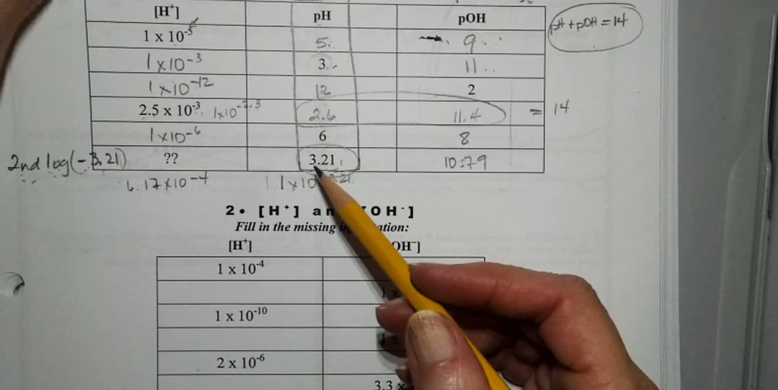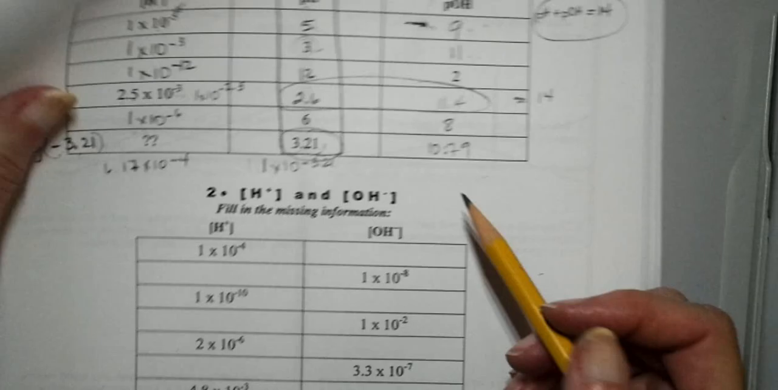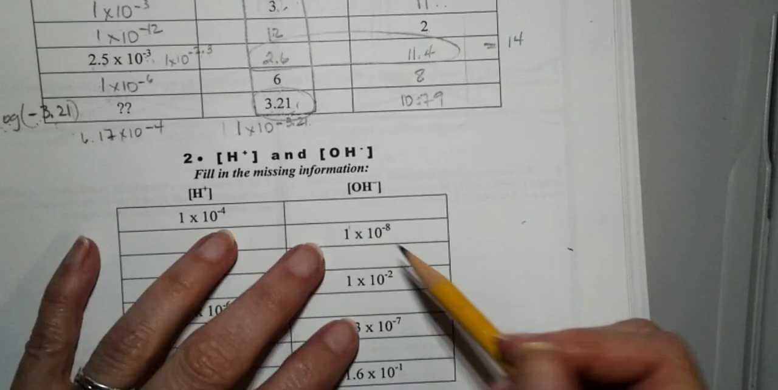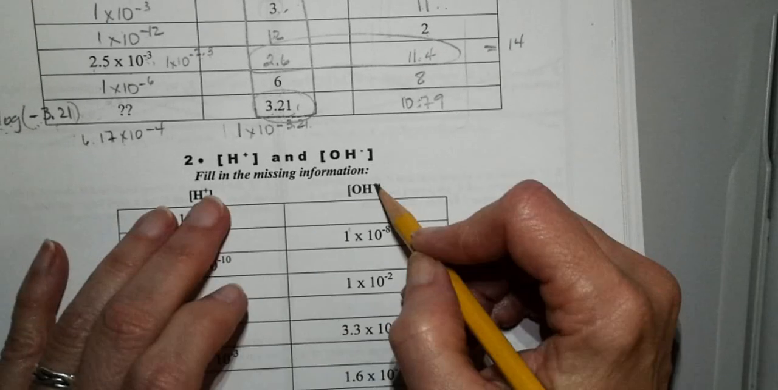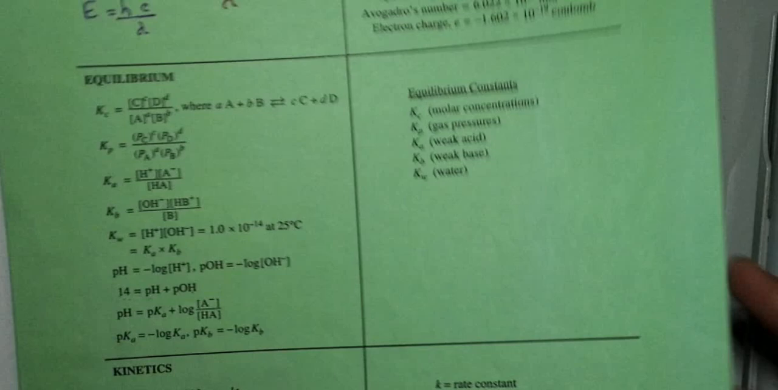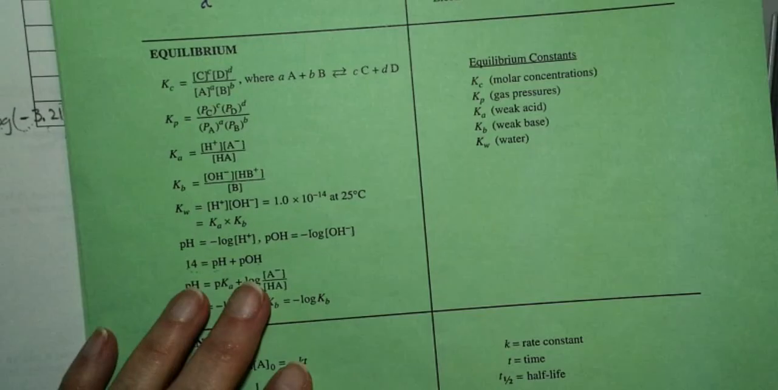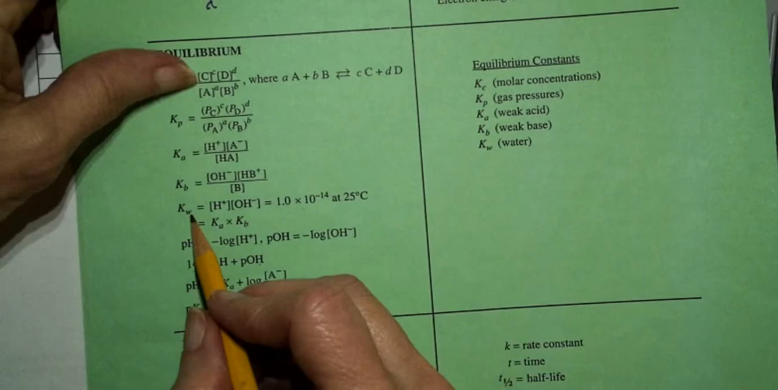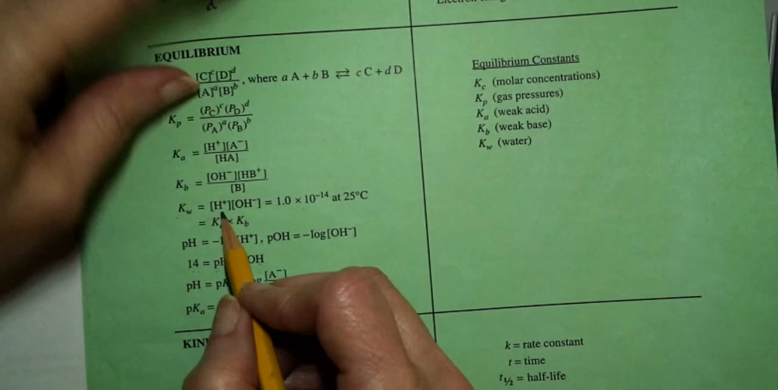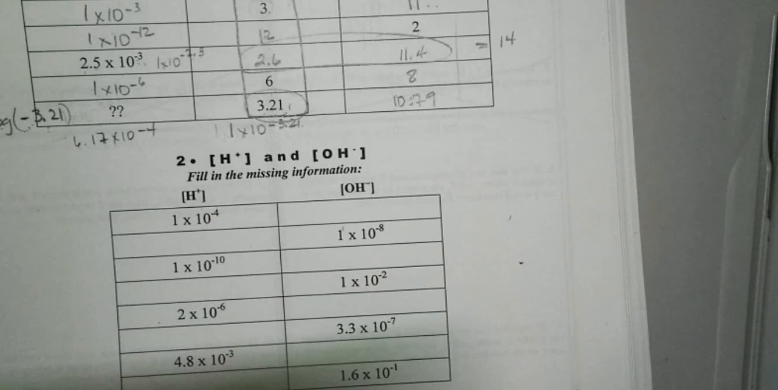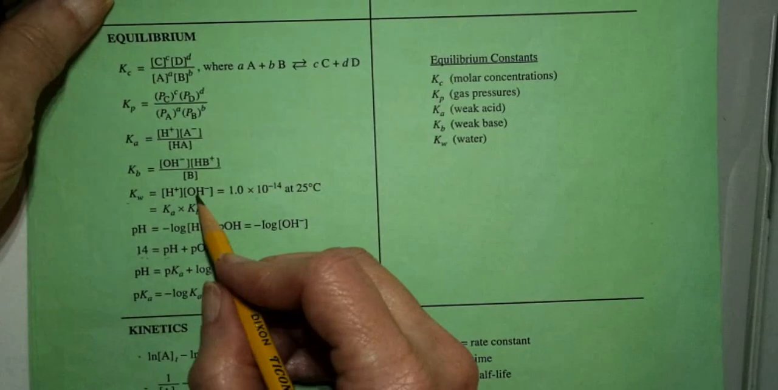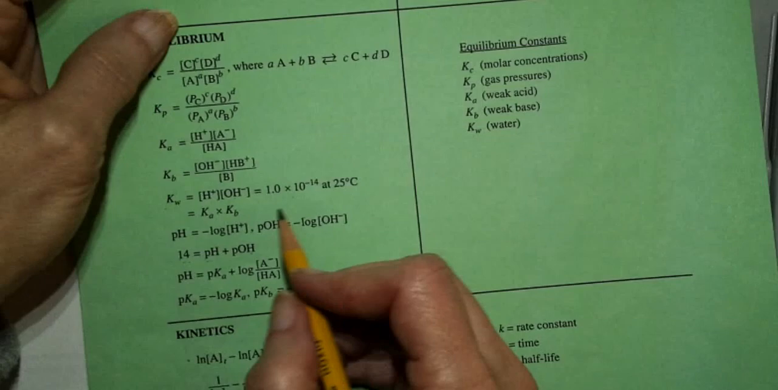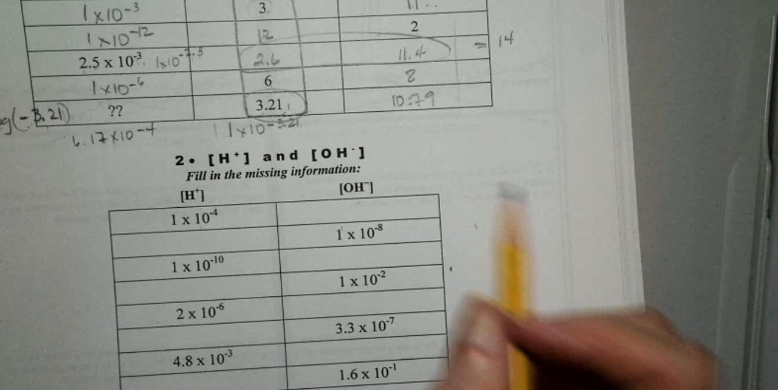Down here in the second part, when you have the hydrogen ion concentration and the hydroxide ion concentration, they equal the water constant. Look at this right here. Hydrogen ion concentration times the hydroxide ion concentration will always equal 1 times 10 to the negative 14. So when you multiply these two numbers, they're going to equal 1 times 10 to the negative 14.